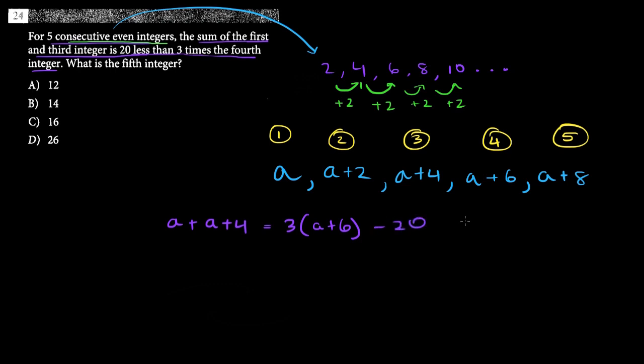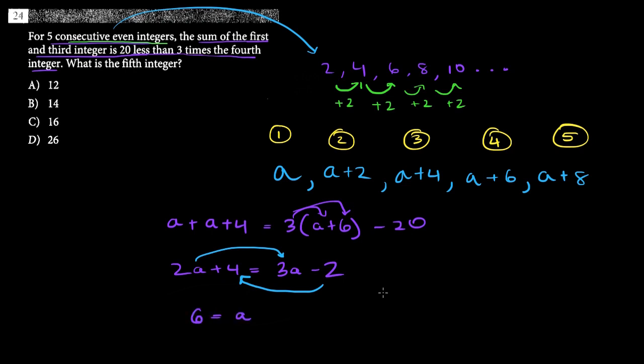And so now we can solve for a. It's just basic algebra. The like terms combine and we expand. So it becomes 2a plus 4 equals, FOIL this out, 3a plus 18 minus 20. 18 minus 20 is minus 2, so I'm just going to write minus 2. Now I'm going to bring the 2a to the right-hand side and the minus 2 to the left-hand side. And so it becomes 6 equals a. And so we know our value now is 6.